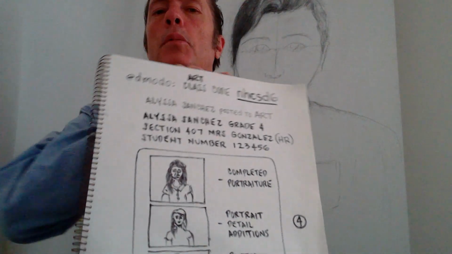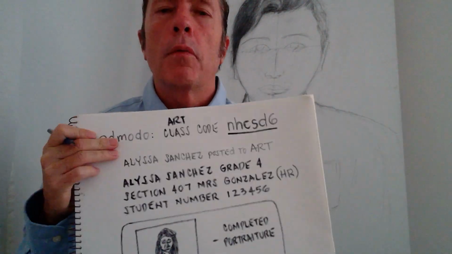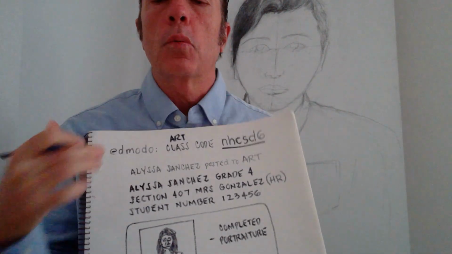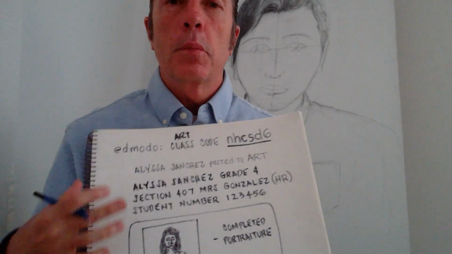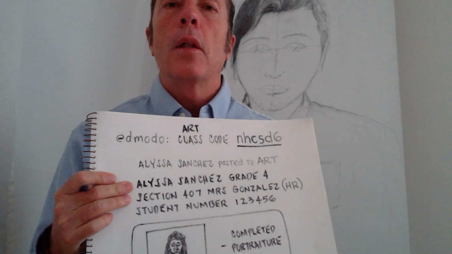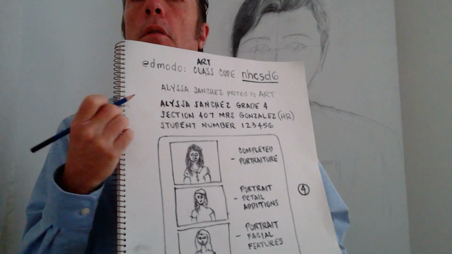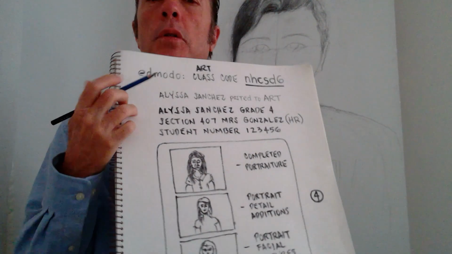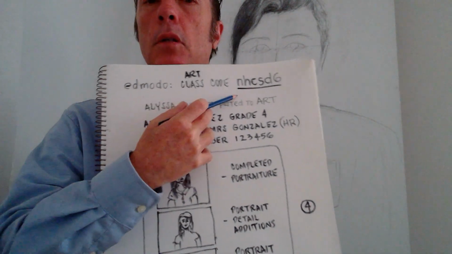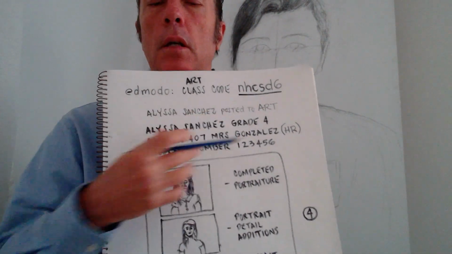If you have seen the prior videos to this, you've probably seen this particular sketch. If you haven't, you need to see those. I will just go over it with you briefly, because there's one or two more things that we need to speak about, and then we'll move forward. This, of course, is a little sketch of the Edmodo site. The class code is NHCSD6.